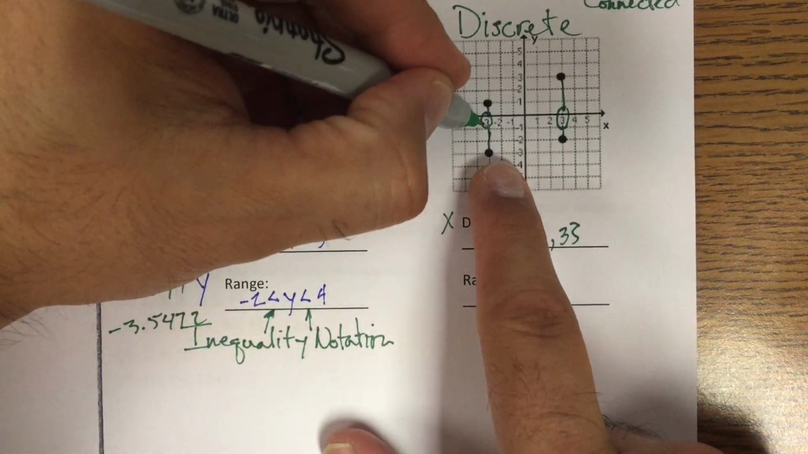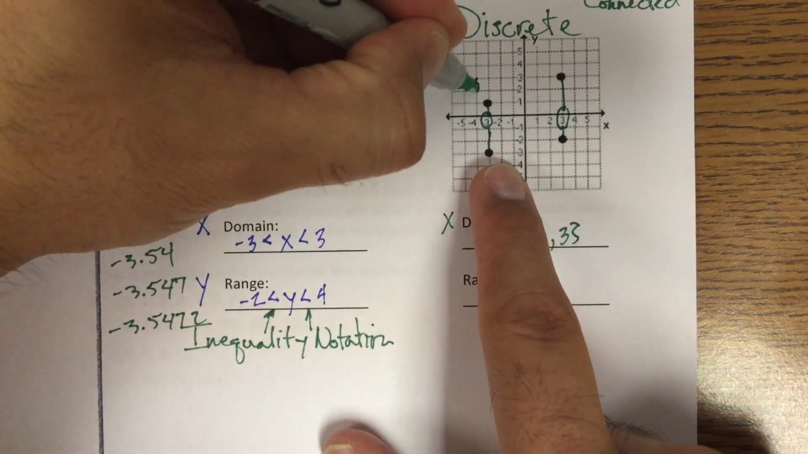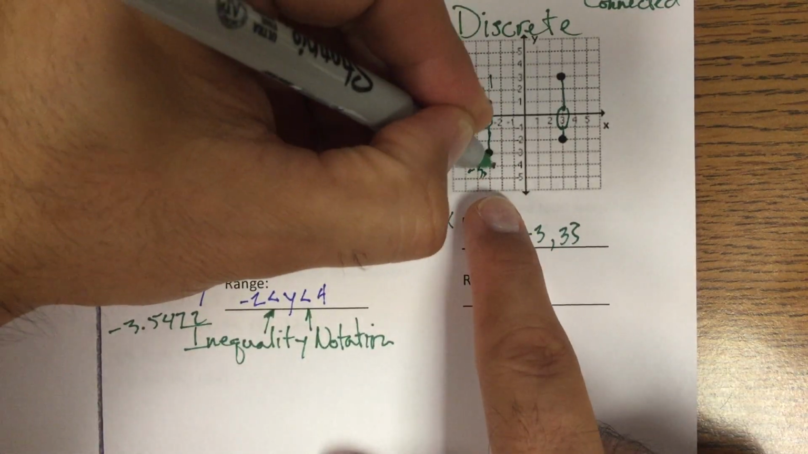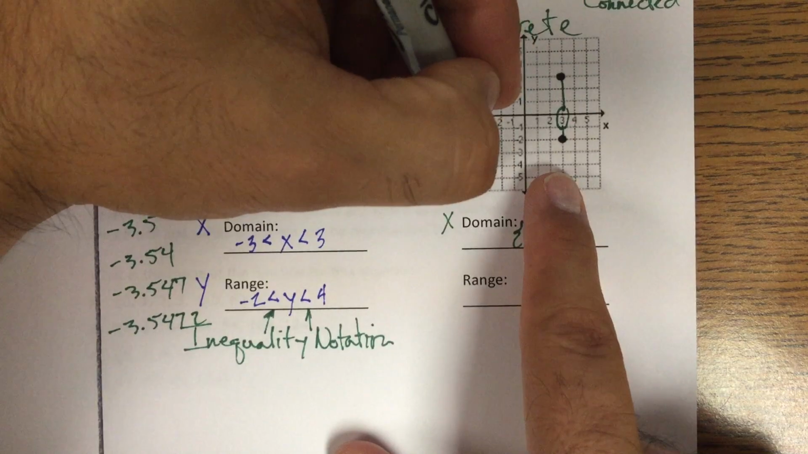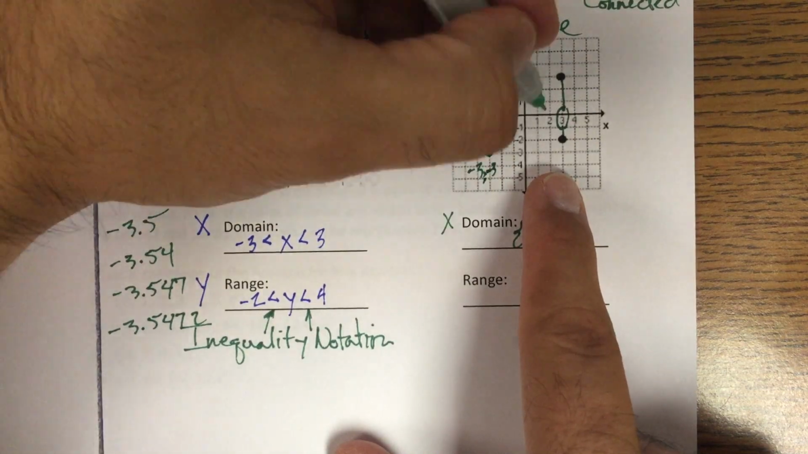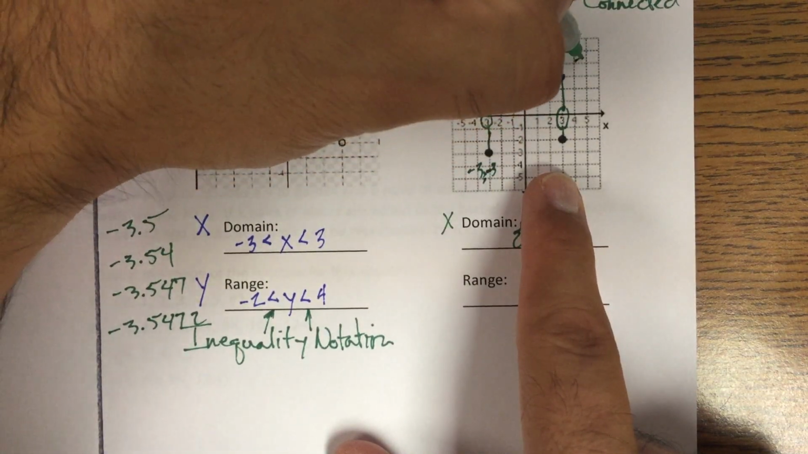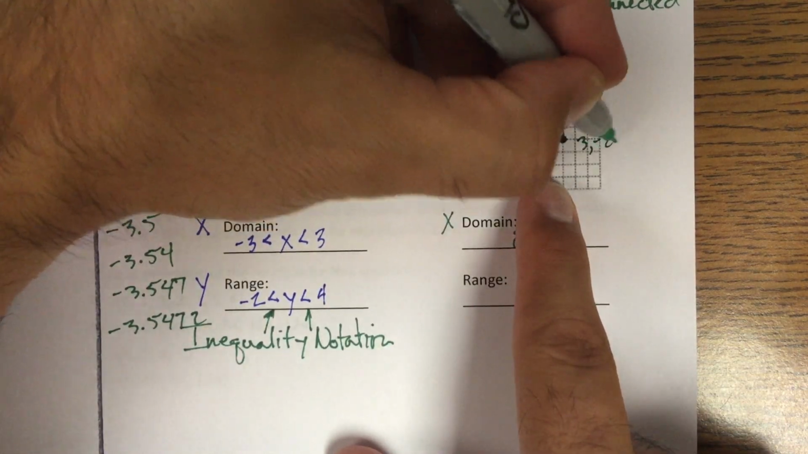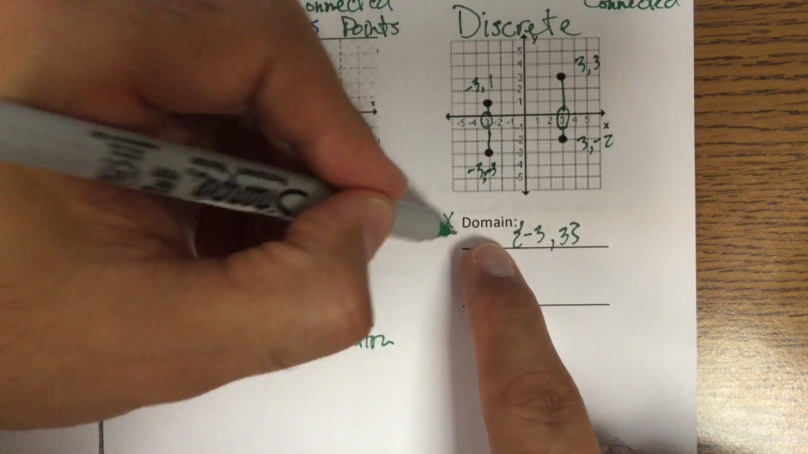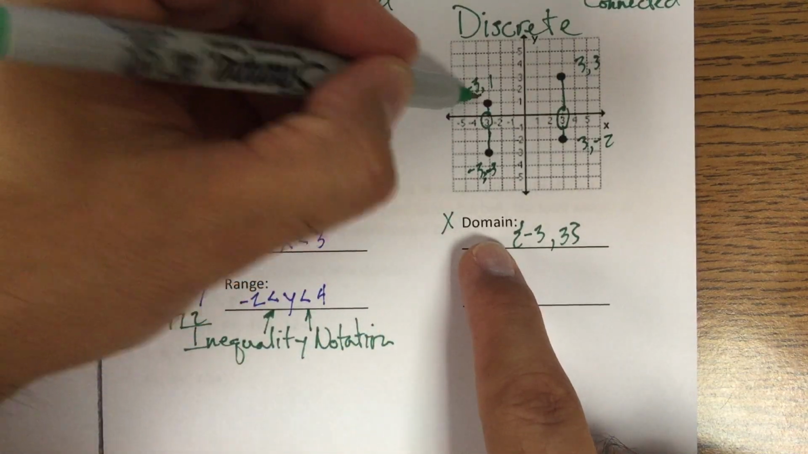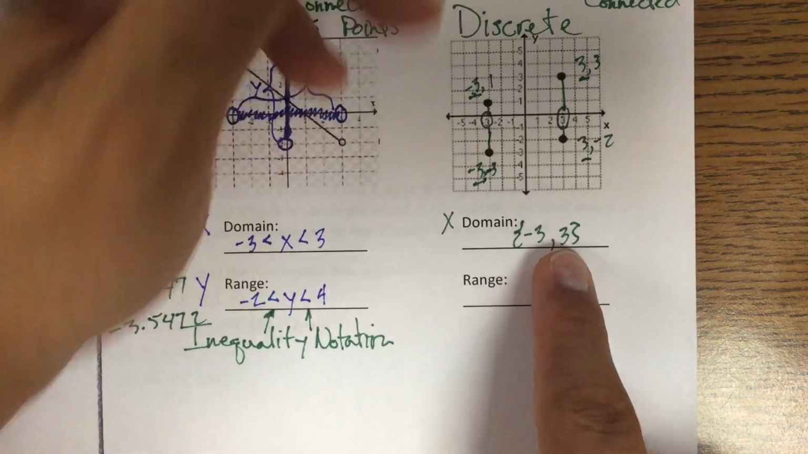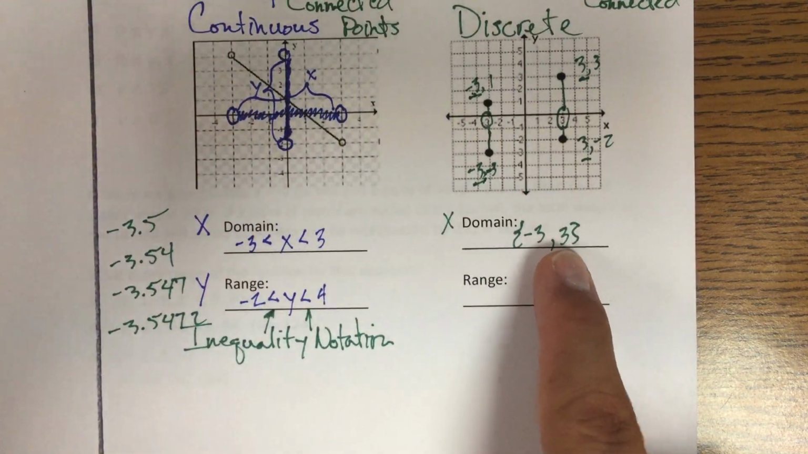Let's think about this. Let's look at this point right here. This point right here is -3, 1. This one right here is -3, 3. This one is -3, -3. This one right here is 3, 3. And this one is 3, -2. So if I just look at the x values, the domain, I've got -3, -3. I've got 3 and 3. There are no more x coordinates. There are no more x values.